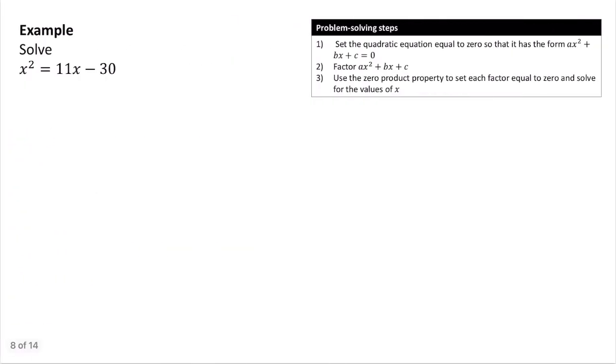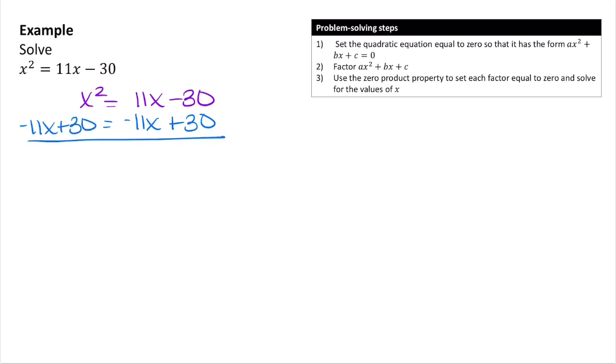So now let's try solving this example. Well, notice this is not already set equal to 0, so my very first step is going to be to do that. I have x squared equals 11x minus 30, and then I can subtract 11x and add 30 to both sides. So on the left side, I get x squared minus 11x plus 30, and that's equal to 0.